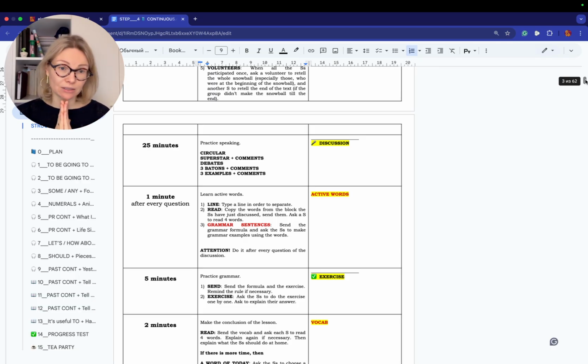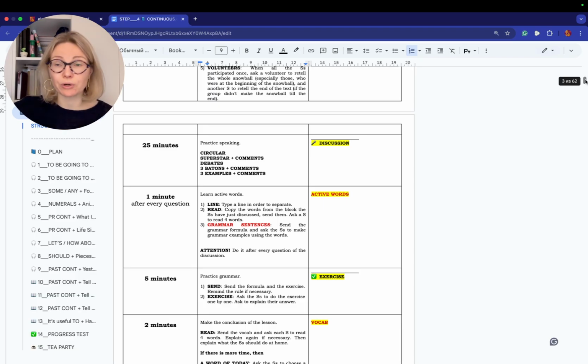Please remember about active words. After every question, it is still A1. It's step 4. It's very difficult for the students. You draw a line in order to separate. After that, you send the words by blocks. One block, one student. You explain unknown words if the students ask or you ask them. After that, you send the formula and you ask the students to make grammar examples using the words. Attention, please do it after every lesson, after every block.